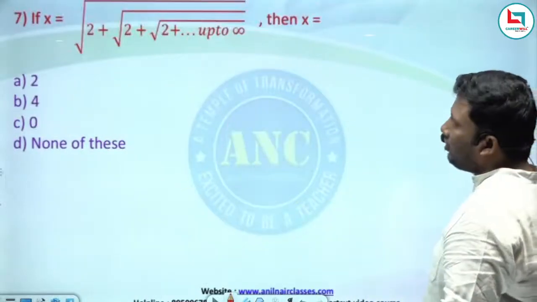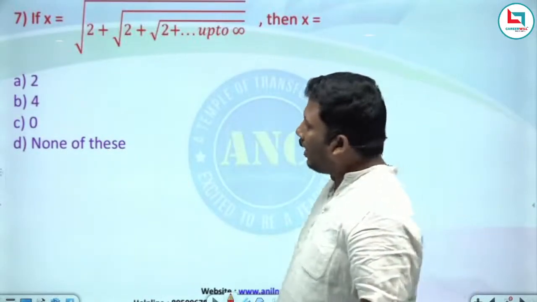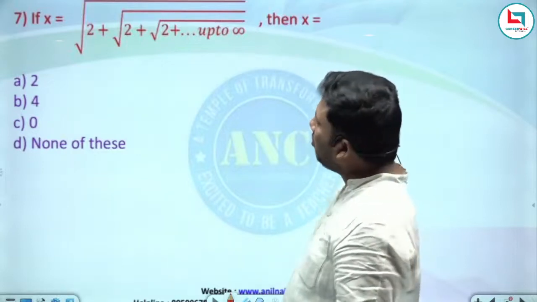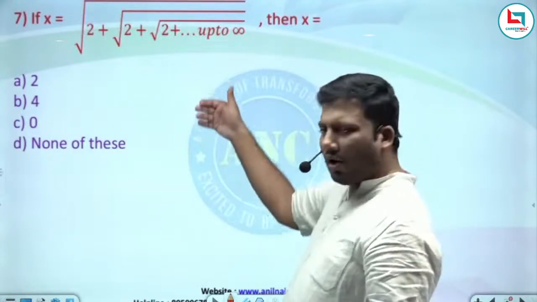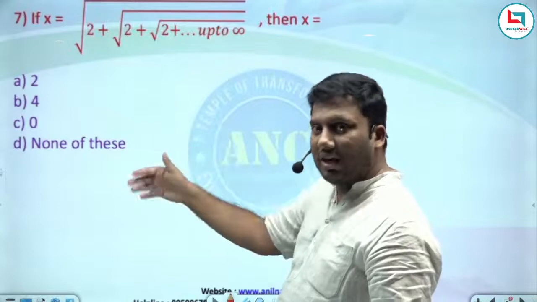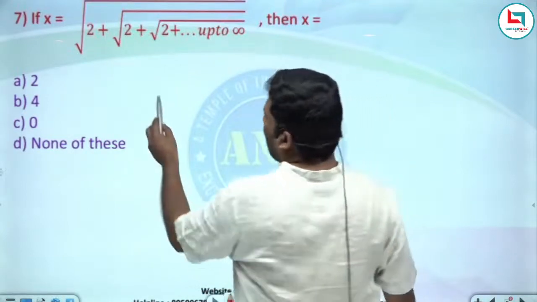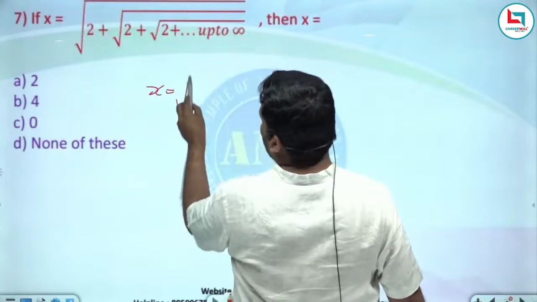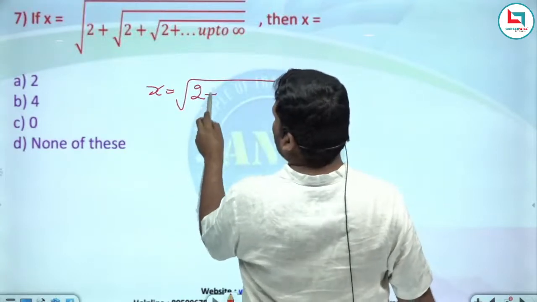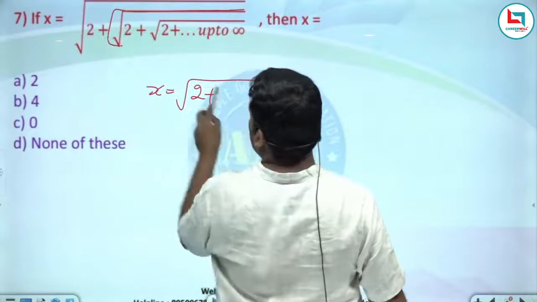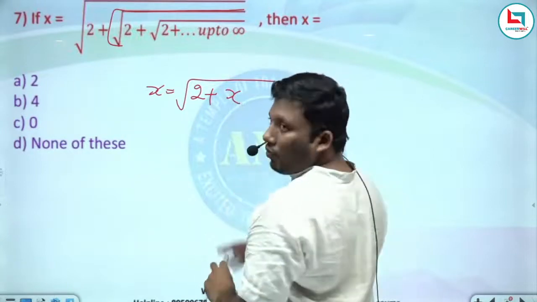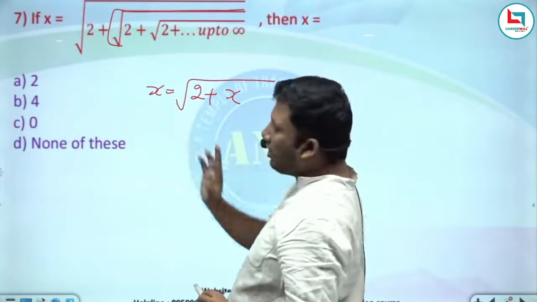Sixth one. Seventh one. X equivalent to root of 2 plus root of 2 plus root of, and so on. I will do a lot of problems under this in practice session 4, which we will do tomorrow in the live class in the afternoon. This entire expression is nothing but x. That means whatever I keep as x, I should get the answer.